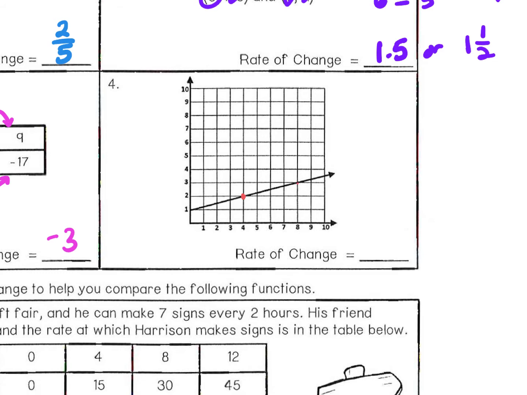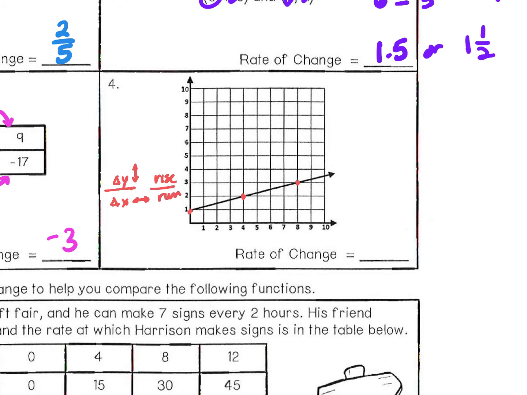So that's a point, that's a point. There's all sorts of points on that line, but those are the ones that are going to be easiest to work with. And we're going to start with the change in y, so it's always a vertical movement, over the change in x, a horizontal movement, also known as rise over run.